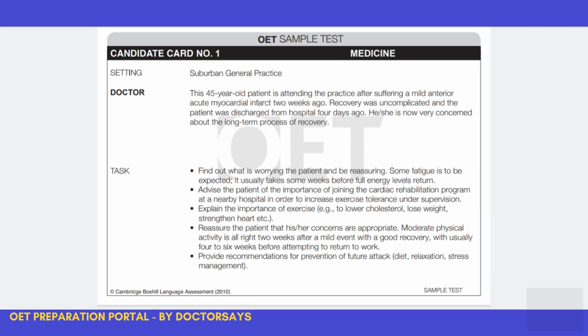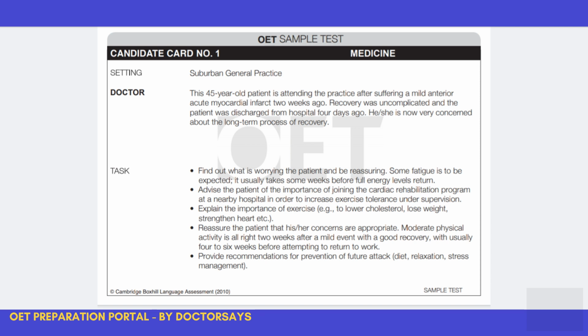So the task over here is written down in the bullet points below. You need to find out what is worrying the patient and you need to reassure him. The patient is 45 years old, had an MI 2 weeks ago and was discharged 4 days ago, and now he wants to know about his lifelong recovery process. So you need to reassure the patient after knowing what is worrying him.